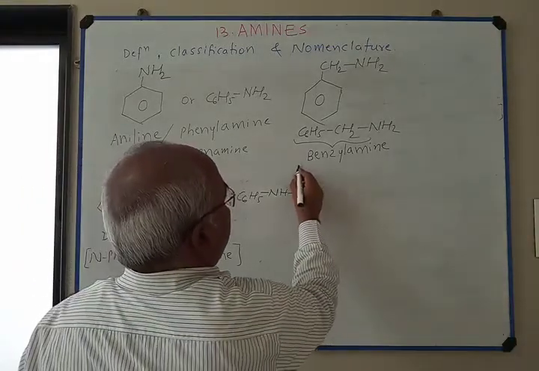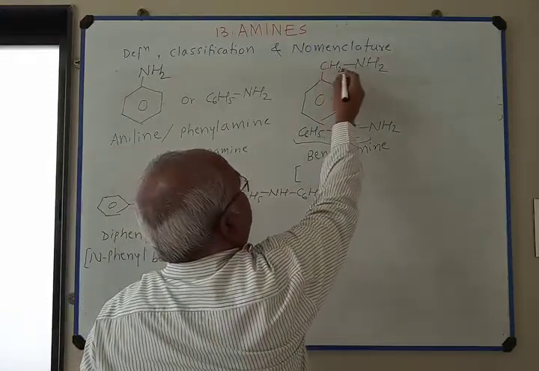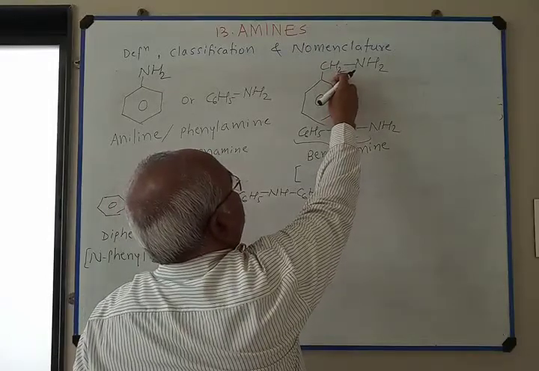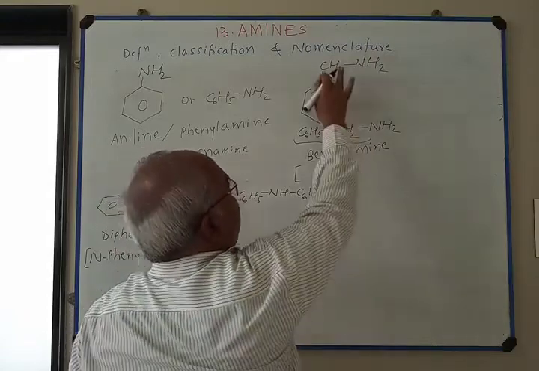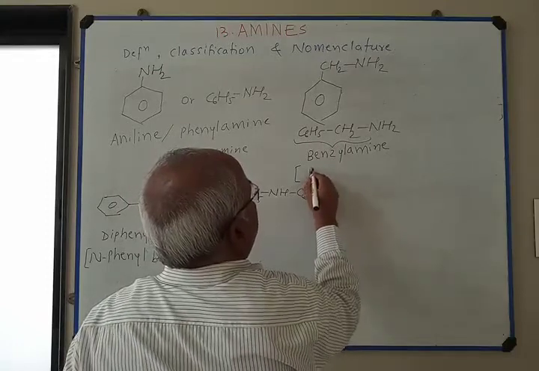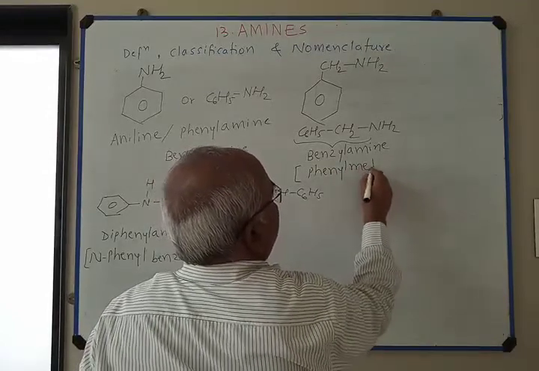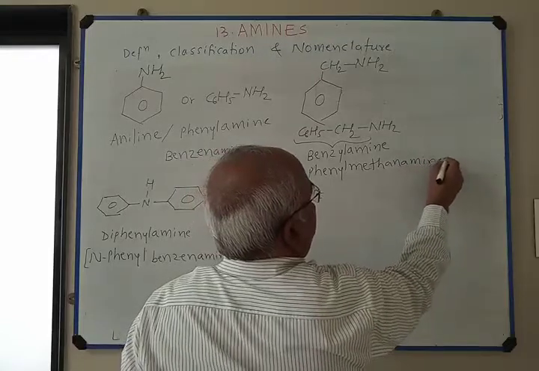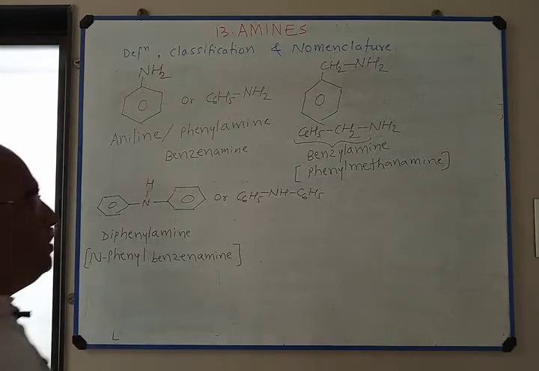How to write the IUPAC name? Here methyl, it is a derivative of methylamine. Look here, if here is one hydrogen, then it becomes CH3NH2, that is methylamine. One hydrogen is replaced by phenyl, therefore its name is phenylmethanamine. This is the IUPAC name of the compound.